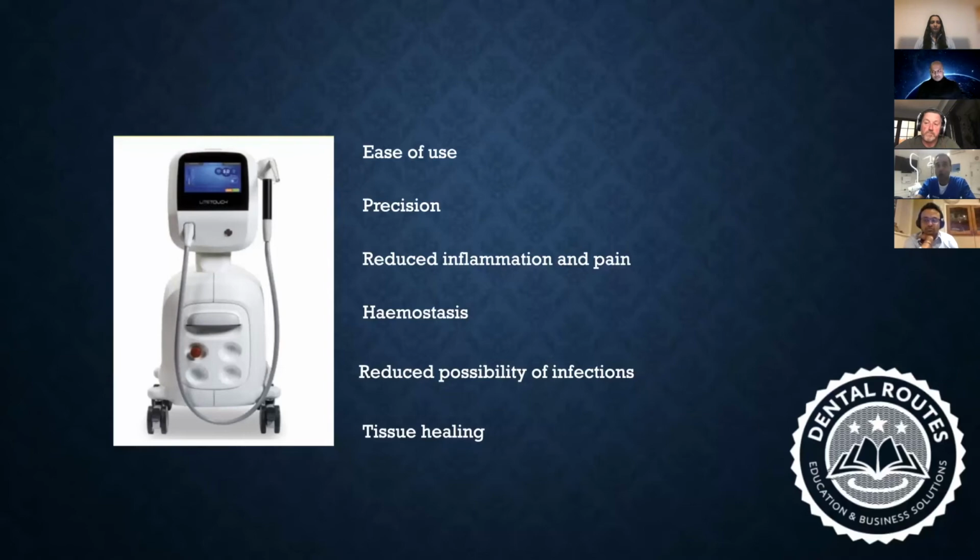There is also improved tissue healing seen after laser use, and primary healing post-surgery is recognizably improved after the use of lasers during surgery and with photobiomodulation therapy, which is due to biostimulation of the tissues. For example, I have got a case which I can show you next.